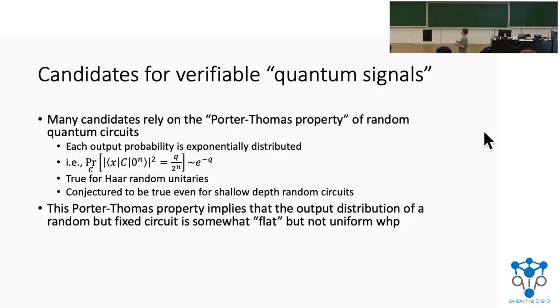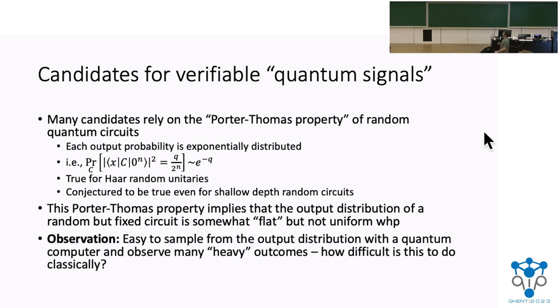But what's important for us about this Porter-Thomas property is that it implies that the output distribution of a random but fixed circuit is somewhat flat, but it's not uniform. So what do I mean by flat? It means that most of the output probabilities are going to be pretty close to 1 over 2^n. But some of them will be a little bit heavier, like a constant greater than 1 times 1 over 2^n. Some will be a little bit lighter.